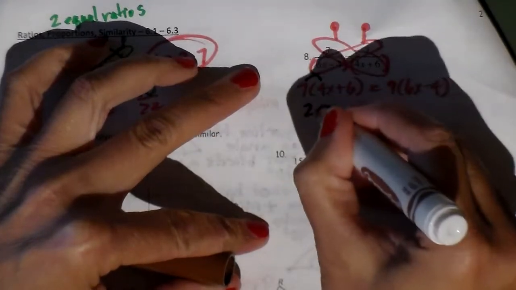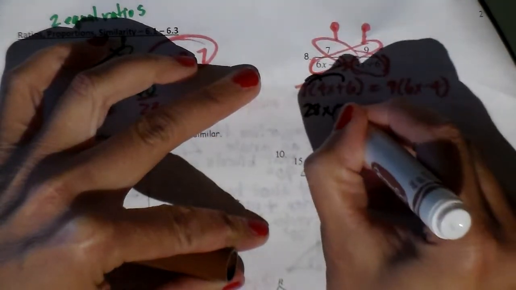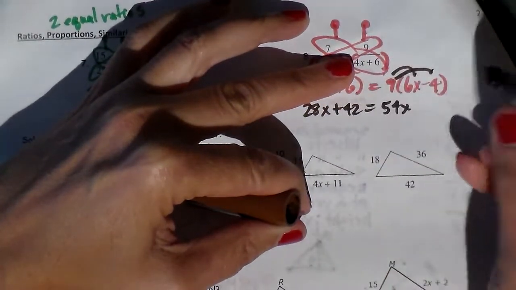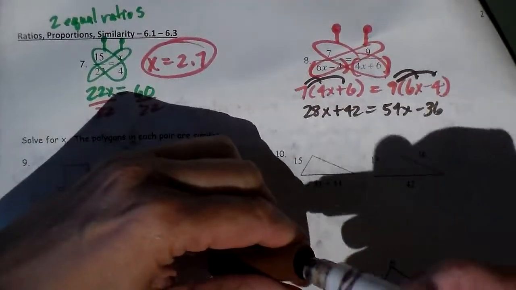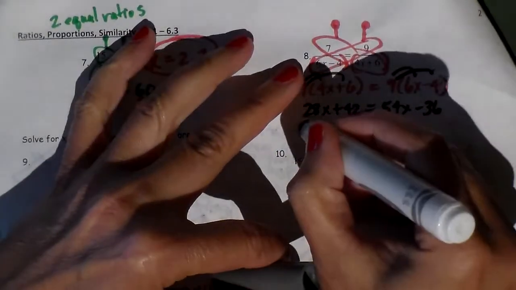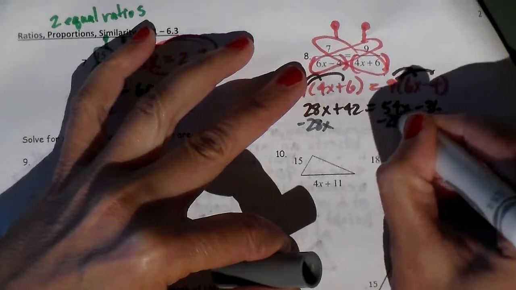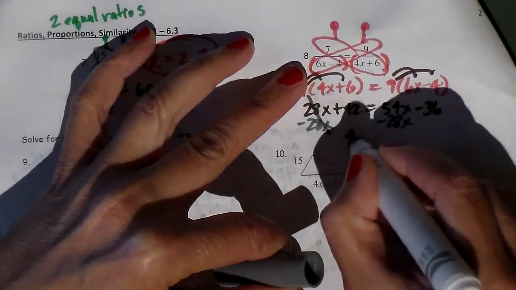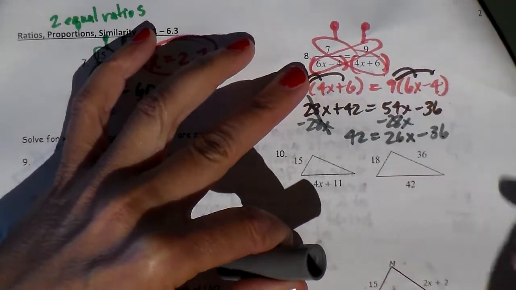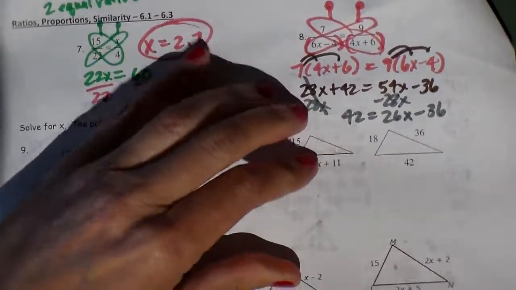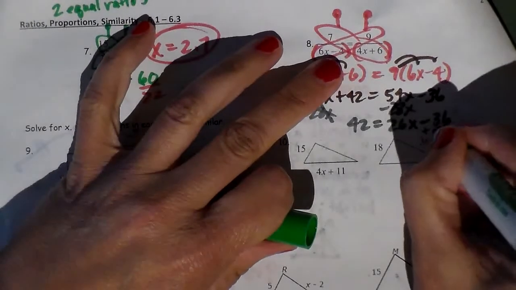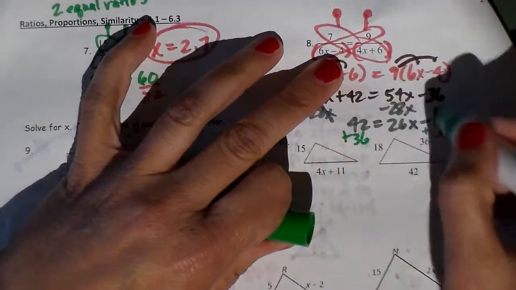So 7 times 4x is 28x, 7 times 6 is 42, 9 times 6x is 54x, we're distributing, and 9 times negative 4 is negative 36. Again, now it's a matter of simple algebra. Let's get all of the variables on one side. I'm going to choose to subtract the 28x from this side. So I've got 42 is equal to 26x minus 36. Okay? I hope I'm doing this math right because I'm half asleep when I'm doing this. But anyway, so now I'm going to take the 36 and I'm going to move that guy over here.